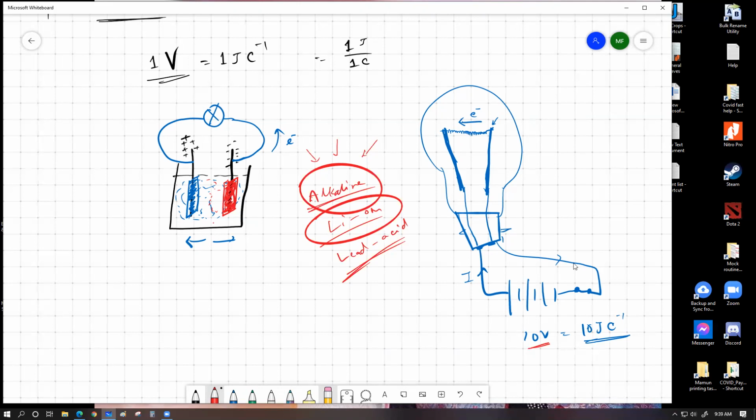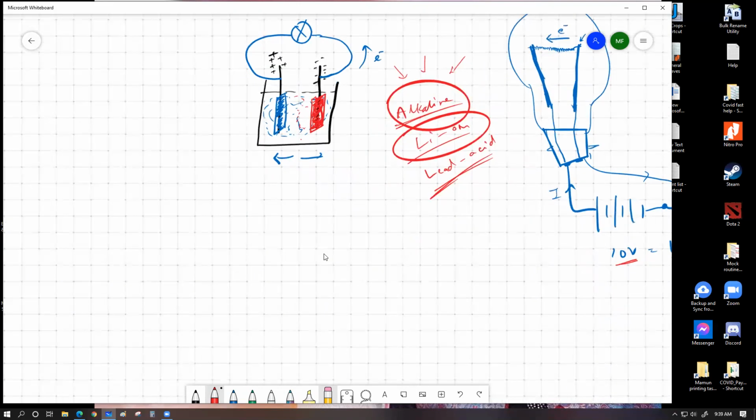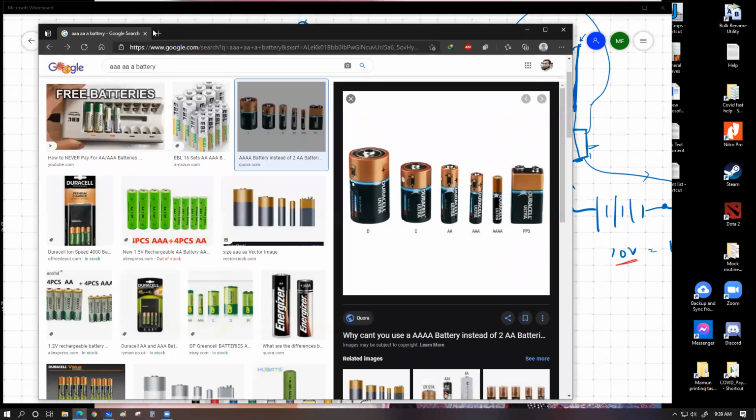Similarly, in an electrical circuit, there can be a lot of different electrical circuit components. Let me just show you a bit of a symbol.